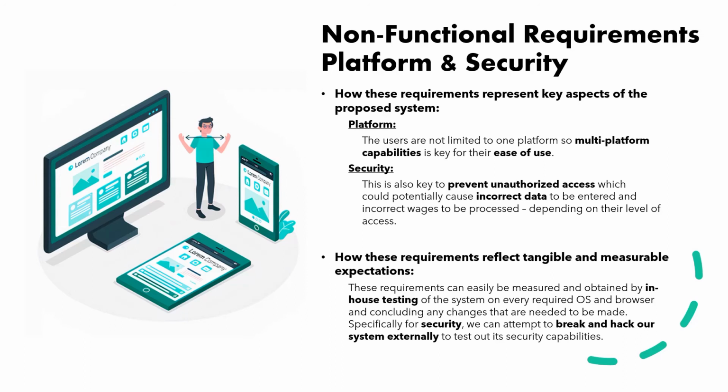Both of these requirement sets are tangible and measurable, as we can utilize in-house testing of the system on every required OS and browser to measure the performance and compatibility of Hourglass in each scenario. We can also attempt to hack and break our system externally to test our security capabilities, and also as prevention techniques against unauthorized access. With these tests, we can then measure which requirements we have met and how to achieve the ones that are still left.